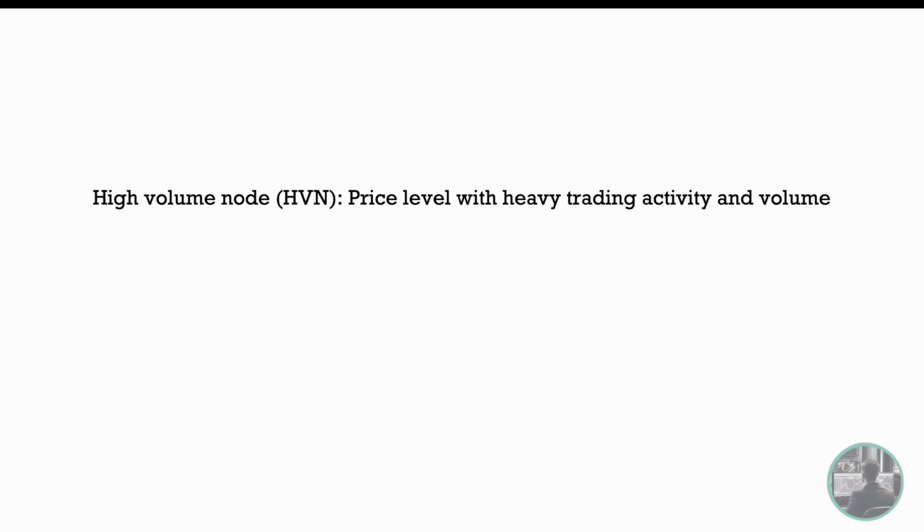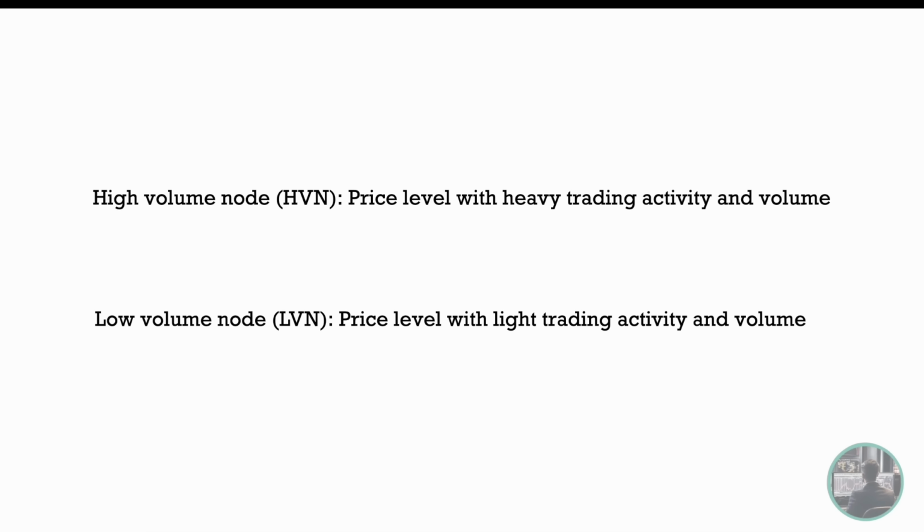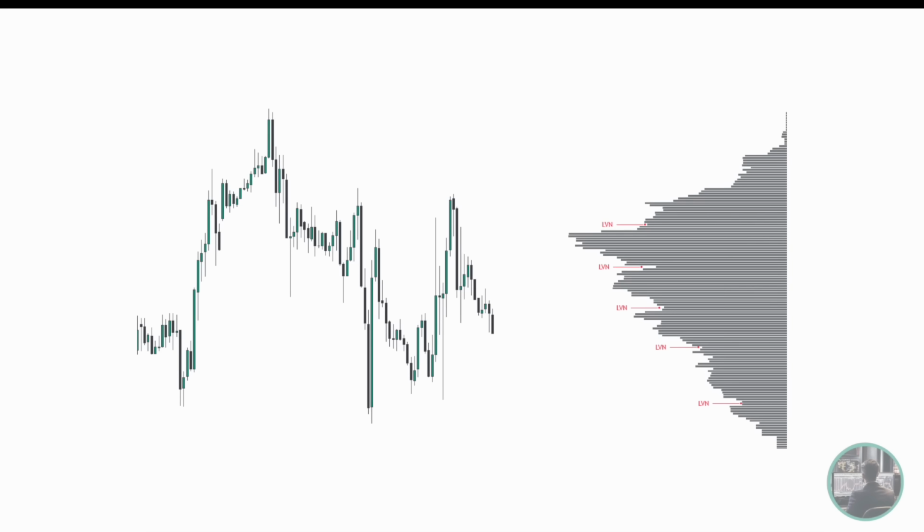The second thing is low volume nodes, which are the exact opposite. These are price levels where barely any trading happened. Nobody wanted to do business there. There's no significant orders sitting at these levels, and so the price has no reason to stick around.